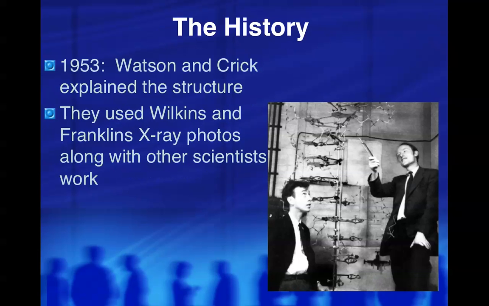So a little history lesson. Back in 1953, we actually didn't know what DNA was and what was found in our cells. We just knew we were made up of cells. Watson and Crick are two scientists that are pictured on the right that explain the structure. They used some X-ray photos that were taken by Franklin and Wilkins, and along with other scientists, to put together the idea of the DNA structure.